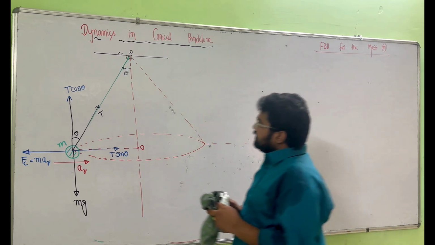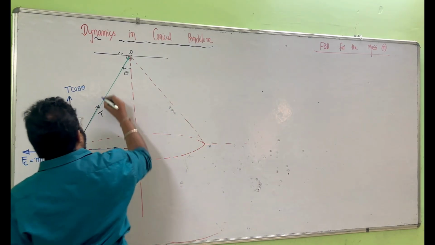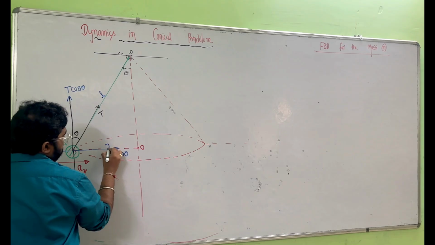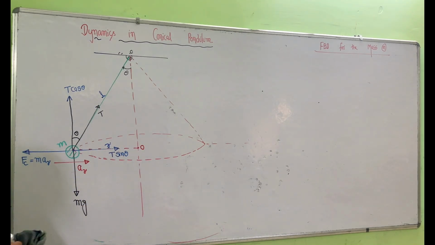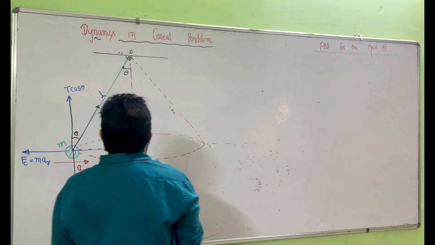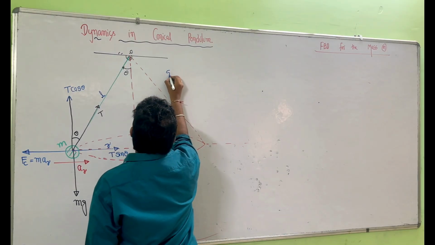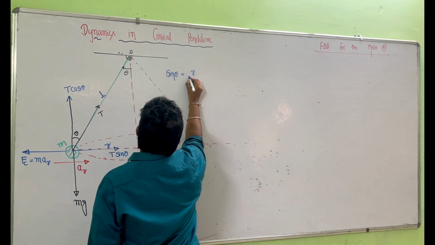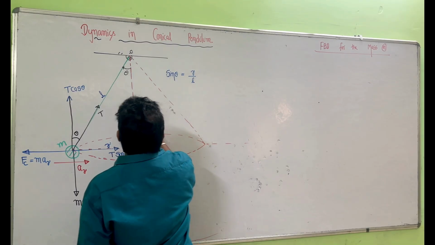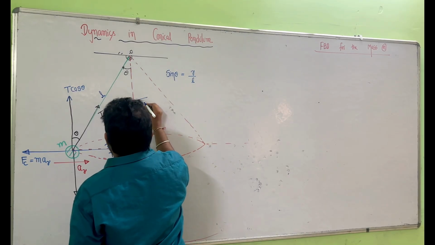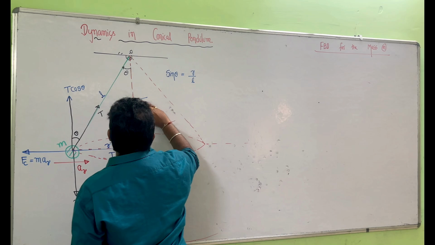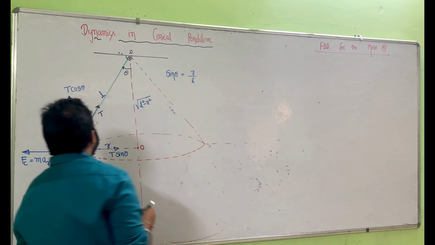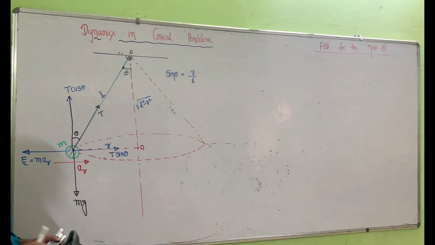Understood? So here, L is the length of the string. R is the radius of circular motion. From here, sin theta is equivalent to how much? R by L. Then cos theta involves the square root of L square minus R square.